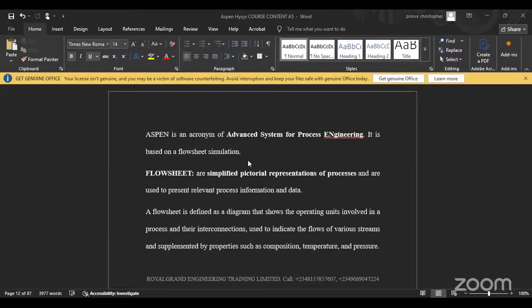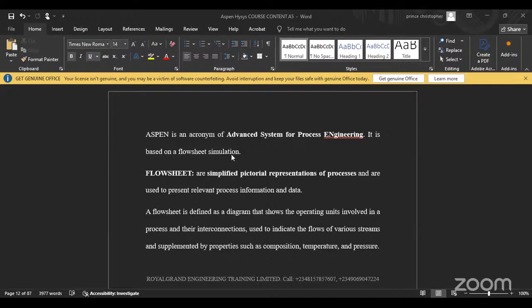So the software we are going to be using is Hysys. A lot of you know about it, and few of you just know that it's used in chemical engineering and process engineering, but you don't know how this software operates. Aspen Hysys is a flow sheet simulator software, and a flow sheet is a simplified pictorial representation of a process. So how your feed goes in, the path it follows, up until the point where you get your final product. That is what a flow sheet looks like.